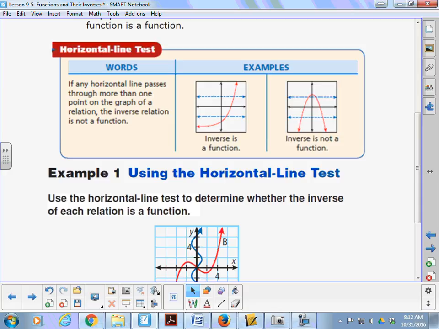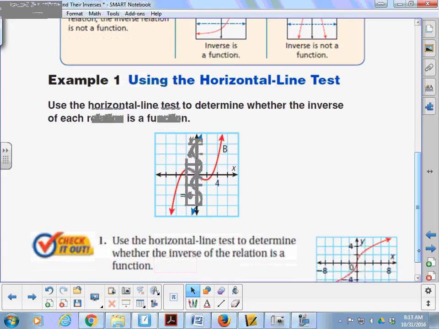If the function is always increasing or always decreasing, the inverse will be a function. If the function has any max, min values, turning points, where it goes up, comes back down, goes up again, or goes up and comes back down, because we have a spot where there's a turning point, then the inverse is not a function because, as you can see from this picture, it fails the horizontal line test.